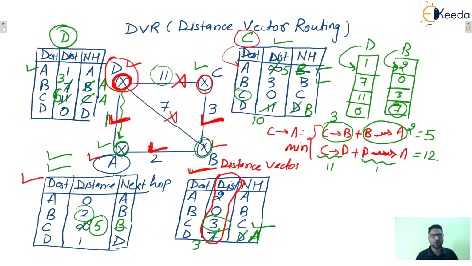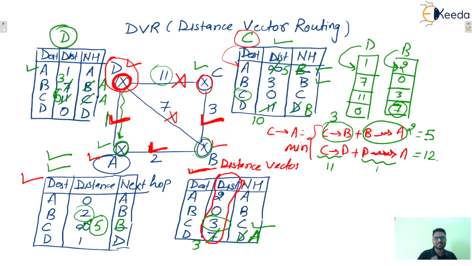And you have to know that any router initially will have the information regarding the neighboring routers and the incident edges, isn't it? So that's all about distance vector routing. Questions have been asked various times in exams from DVR, isn't it?